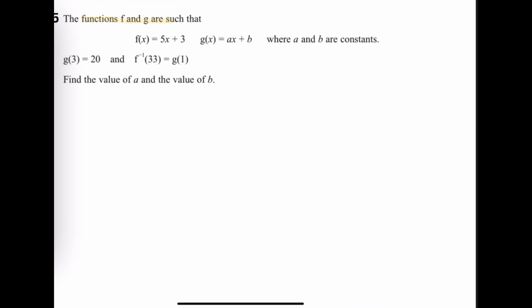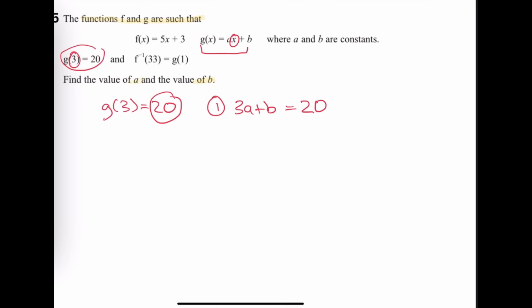Question 15. Functions f and g are such that f(x) equals 5x plus 3 and g(x) equals ax plus b, where a and b are constants. g(3) equals 20 and the inverse of f at 33 is g(1). Find the value of a and find the value of b. The first thing we are going to do is use what they gave us, where g(3) equals 20. We put x as 3 into g, so it'll be 3a plus b. We know the answer is 20, so 3a plus b equals 20. That is the first equation that we have come up with.